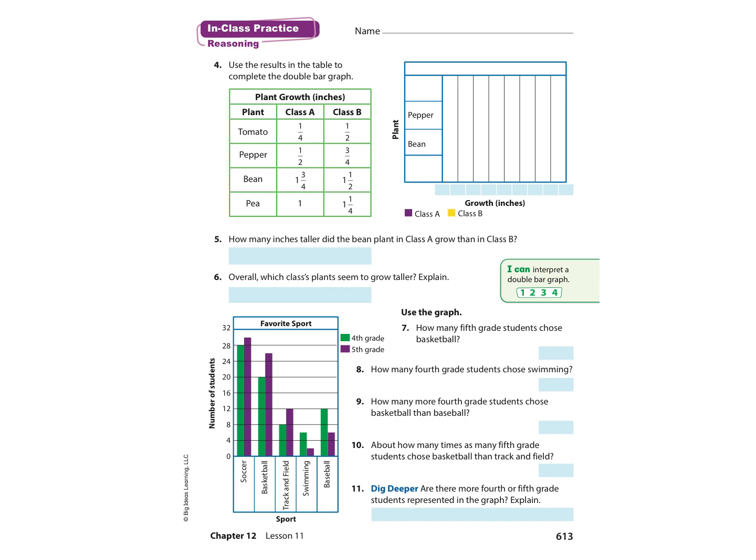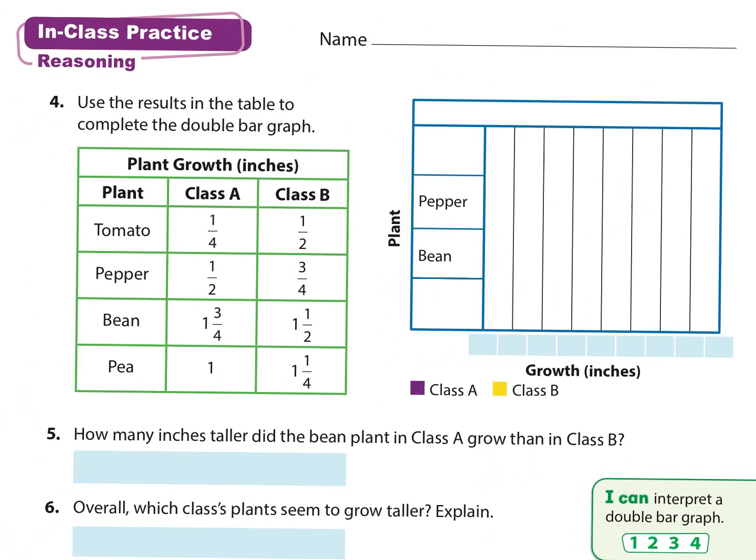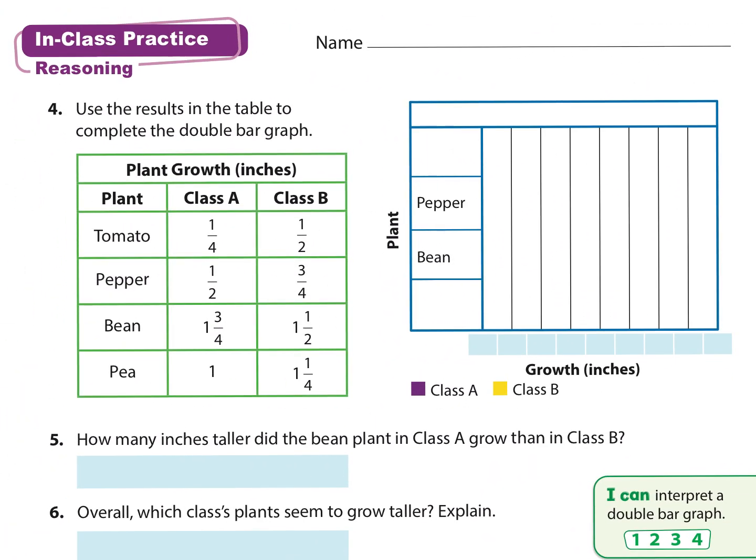Your page should look like this. It's our second page of notes with more examples. This one says, use the results in the table to complete the double bar graph. So first thing I want to do is label and finish making my bar graph so that I can actually draw my bars. The title is Plant Growth.